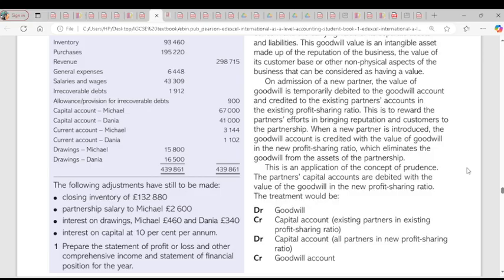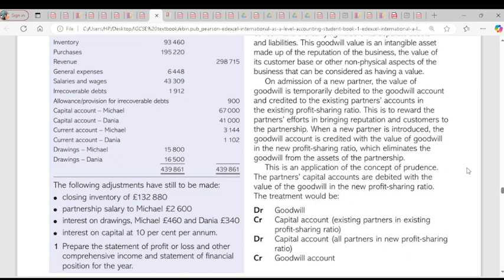So here we have 16,500. The difference between the debit side and the credit side in the current account for Daniel is 27,685. So this goes to your current account in preparing your statement of financial position. The item for current account will have Daniel as 27,685.